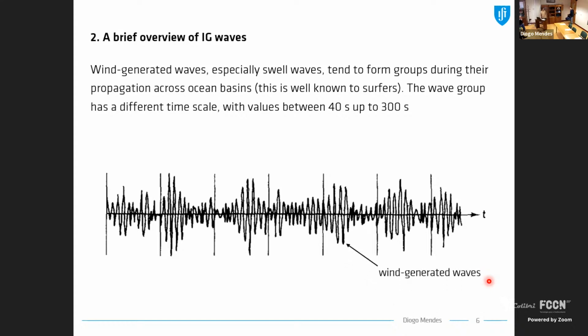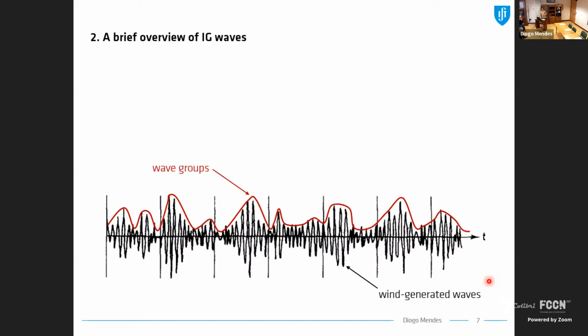So here, this is the record of the wind-generated waves. The wave group has a different time scale. So what is the wave group? It's kind of the envelope of this sea surface elevation. So if I filter and do the envelope of all these waves, I get the wave group. The time scale ranges from values between 40 seconds and 300 seconds. So we are seeing here a larger time scale than the wind-generated waves. So these are the wave groups. Then we have the wind-generated waves. They tend to be groupy when they reach the shoreline, and the envelope is the wave group.